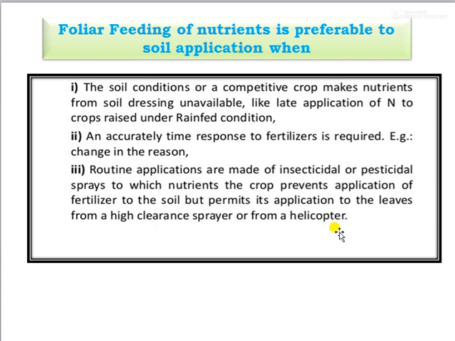So foliar feeding of nutrients is preferable to soil application when the soil conditions or the competitive plants make nutrient from soil dressing unavailable. Then foliar feeding is preferred. Or when accurately timed response of the fertilizer is required, then at that time the foliar feeding of the nutrient is preferred. If the rooting time prevents the application of fertilizer to the soil, it permits application to the leaves from a high clearance sprayer or from a helicopter.